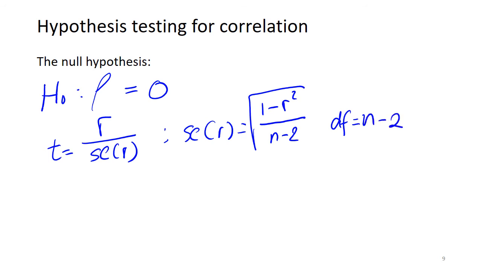Why is the degree of freedom n minus 2 and not n minus 1? Because we have two variables, x and y, so we have to estimate two population means, mu x and mu y.